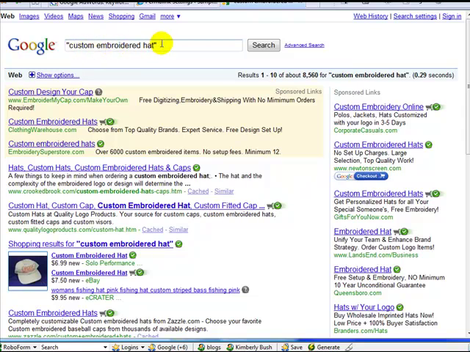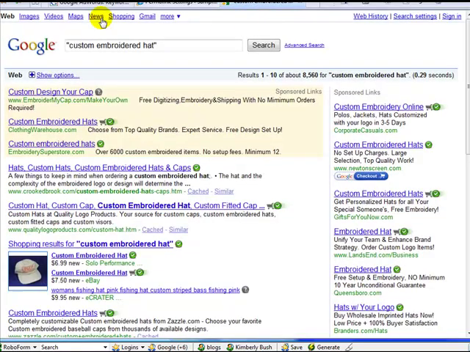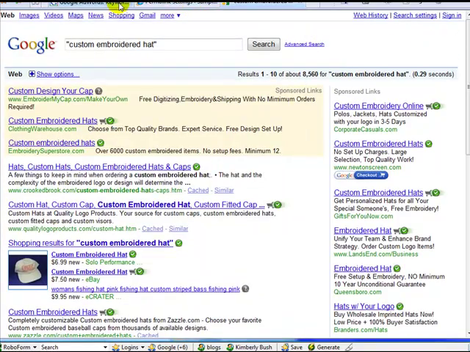Now, do you see the difference there? Let's look at this again here. A custom embroidered hat is searched for close to 2,000 times a month. I mean, that's a lot of people. Now, of course, embroidered hat is searched for a lot more, but when you add this custom in front of it, it becomes a lot easier to rank for it because custom embroidered hat is only 8,000. See, custom embroidered hat, 8,500. I'm just going to round a little bit there. Okay, so let's continue down this here.